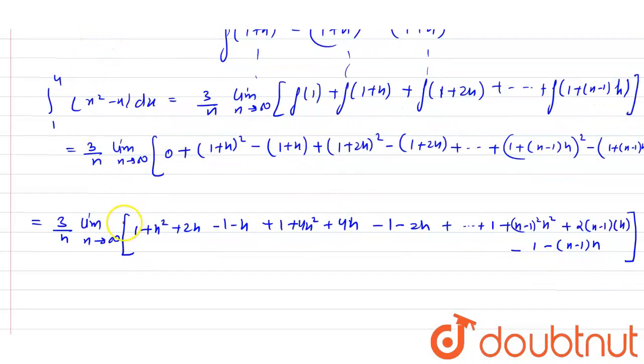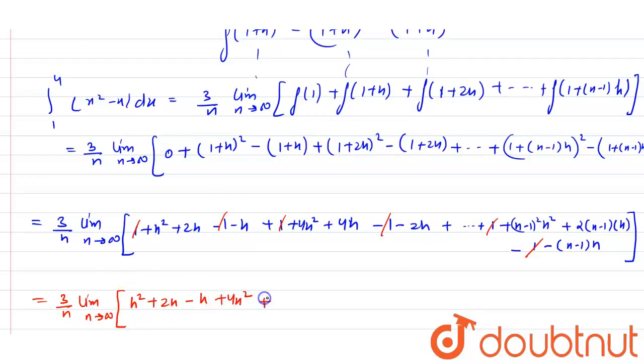Now if we see here, all 1 cancel each other, 1 minus 1, 1 minus 1, 1 minus 1. Okay. So we are left with this is equal to 3 by n, limit n tends to infinity, bracket of h square plus 2h minus h plus 4h square plus 4h minus 2h, plus it goes up to n minus 1 whole square h square plus 2 into n minus 1 into h minus n minus 1 into h.